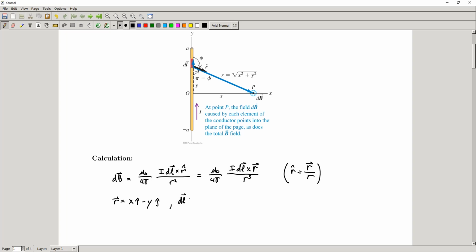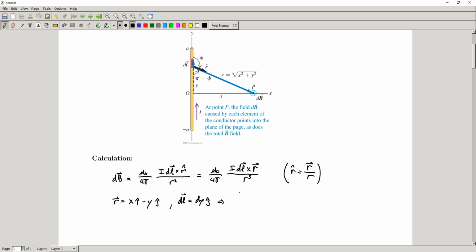So our dl as a vector is going to end up being dy in the j hat direction, right? So we want tiny infinitesimal contributions, and we really want our contributions to be in the positive j hat direction because our current is in the positive j hat direction. Okay, and so what does this kind of mean?